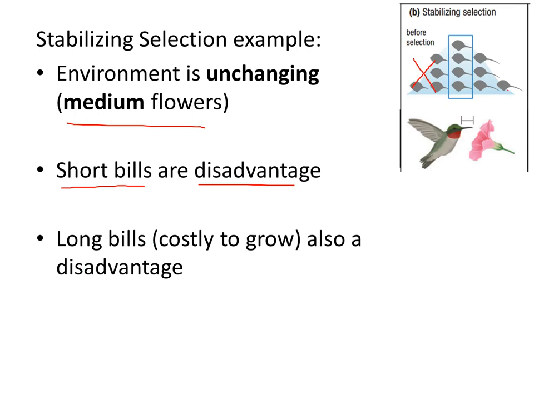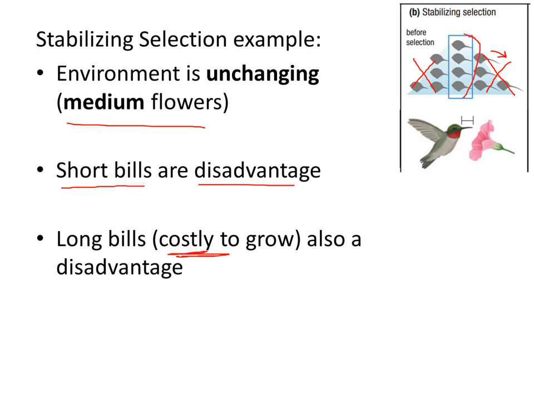Long bills, they can get the nectar, but the problem is these traits are costly. If you want to grow an extra long bill, that's going to take more energy. So if you don't need it, and you're spending the energy building these extra long bills just because that's what your genetics are telling your body to do, they would actually be selected against as well. Not because they don't get enough food, but because they're not efficient in the way that they use resources.